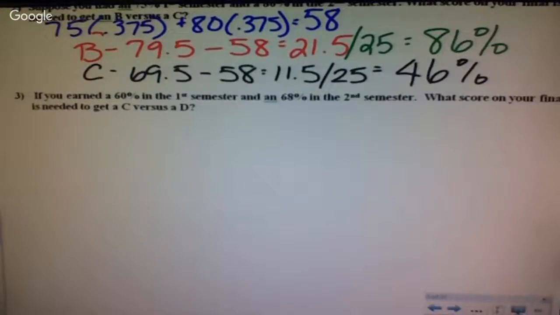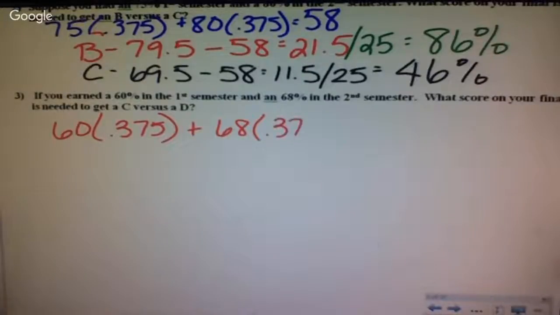Okay, let's go to the lower end of the spectrum. You get a 60 in the first semester, and that's worth 0.375 of your grade. You get a 68, so you do a little bit better in the second semester, again worth 0.375 of your grade. 48.